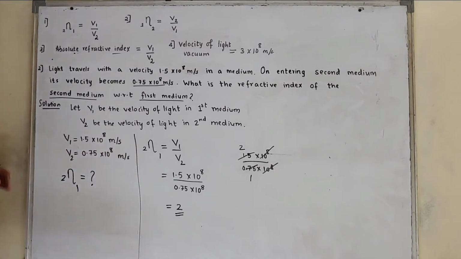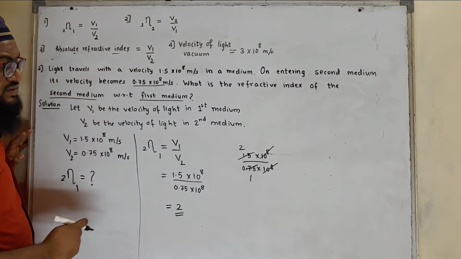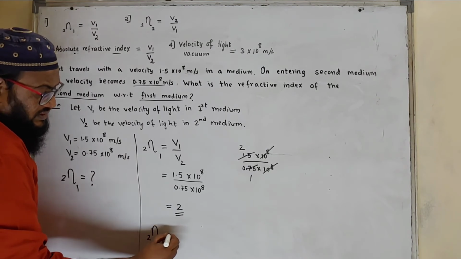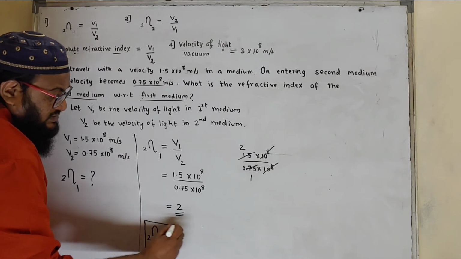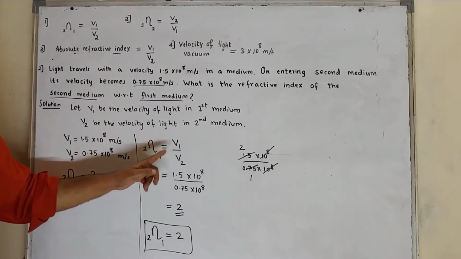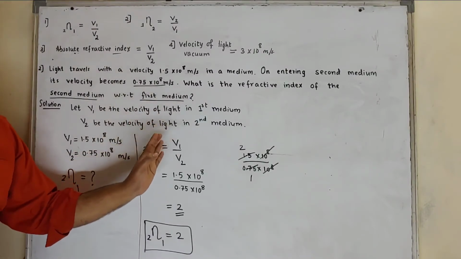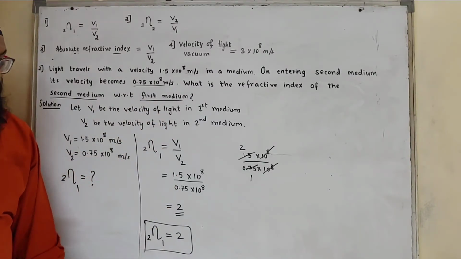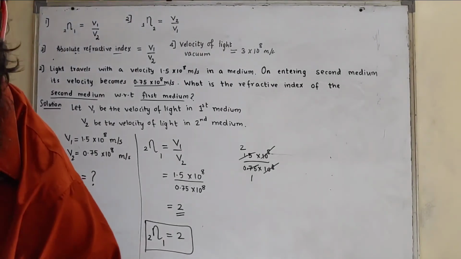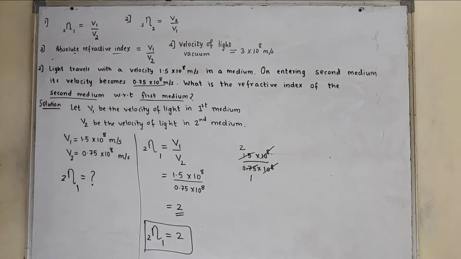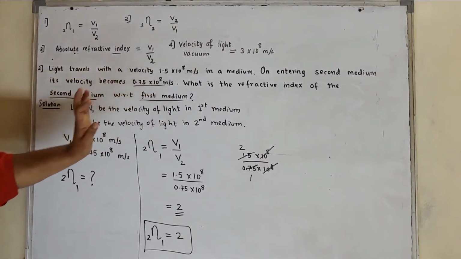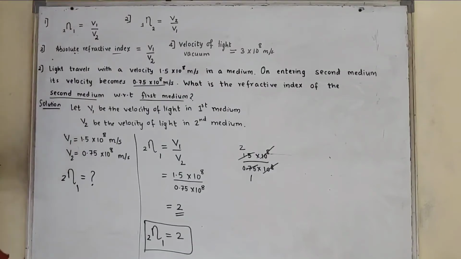So finally you can write down, refractive index of second medium with respect to first is 2. And it does not have a unit. Why? Because it is a ratio of similar quantities, velocity upon velocity, and a ratio of similar quantities has no units. So this was the question. Now next question. Here the question may be asked, what is the refractive index of first medium with respect to second medium? Accordingly you can write down.